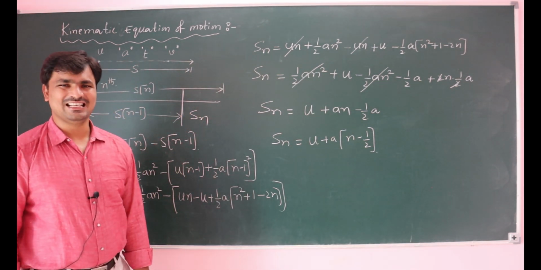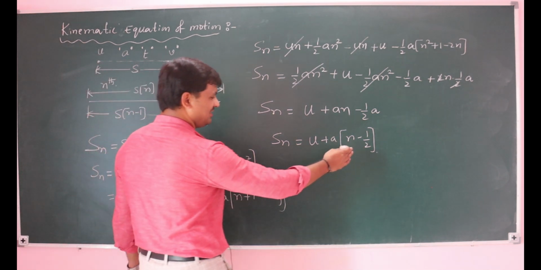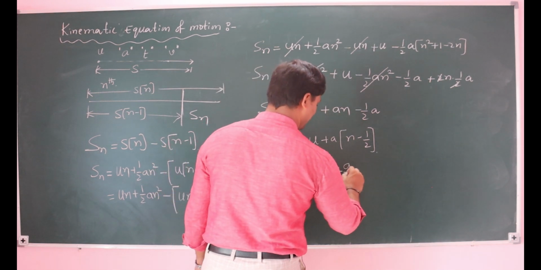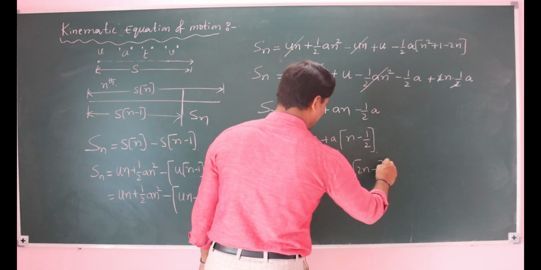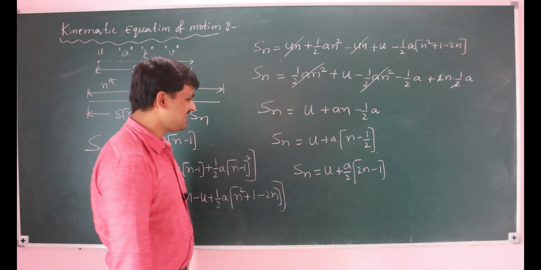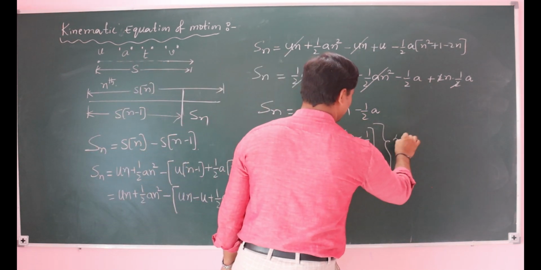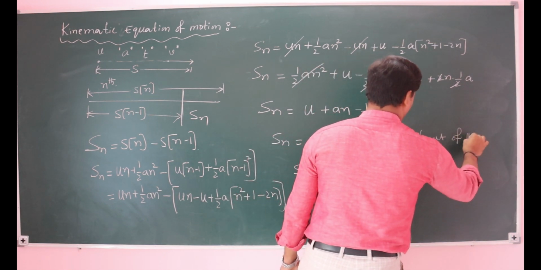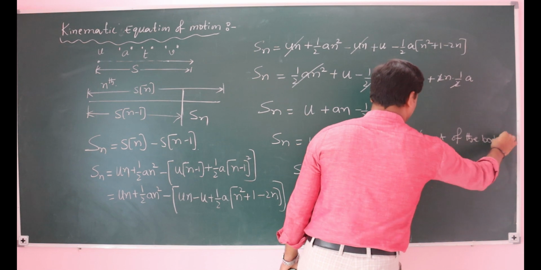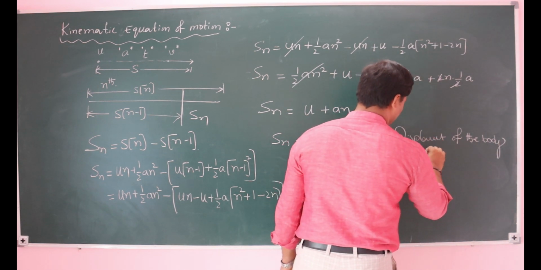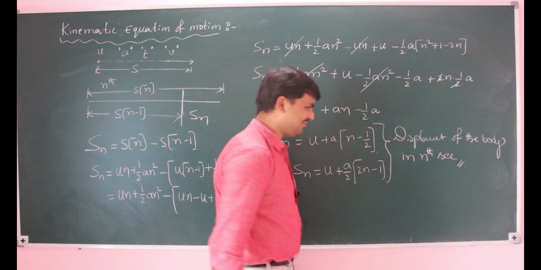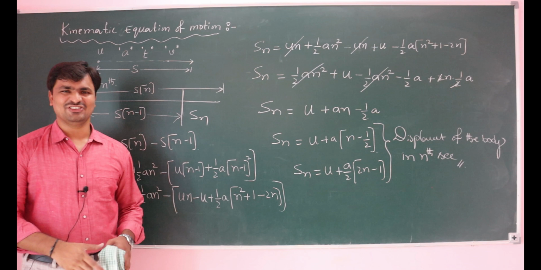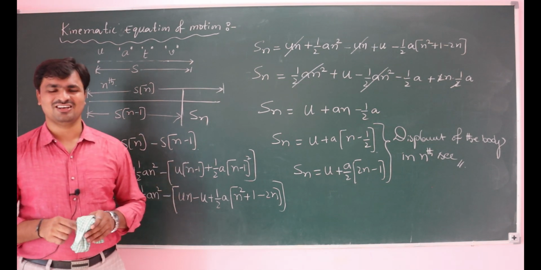This is the displacement as a function of time. You can take 2 as LCM, then you get u plus a by 2 taken common outside, times (2n minus 1). This expression represents the displacement of the body in the nth second. So that is one more equation of motion.